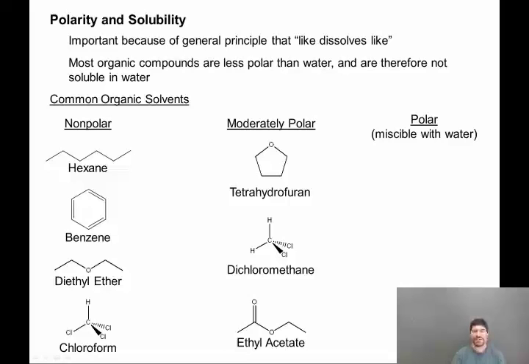Dichloromethane has a permanent dipole pointing towards the two chlorines. And then ethyl acetate is an ester. It has both a carbonyl group, a CO double bond, as well as another oxygen in the chain of the molecule. So all of these provide for permanent dipoles in these molecules and make them moderately polar. And the polar molecules that you should be aware of are acetone, ethanol, methanol, and acetonitrile.